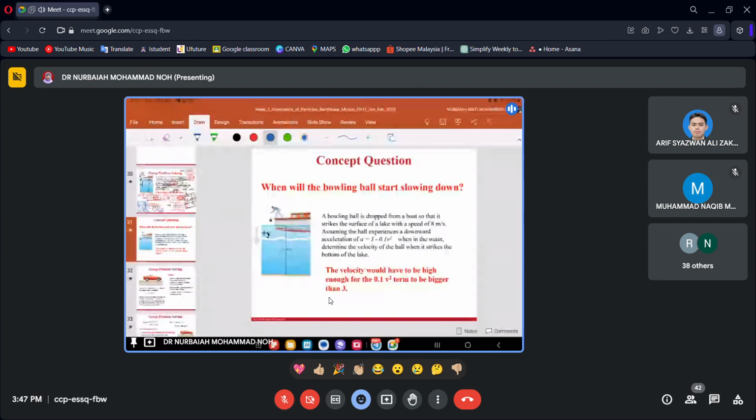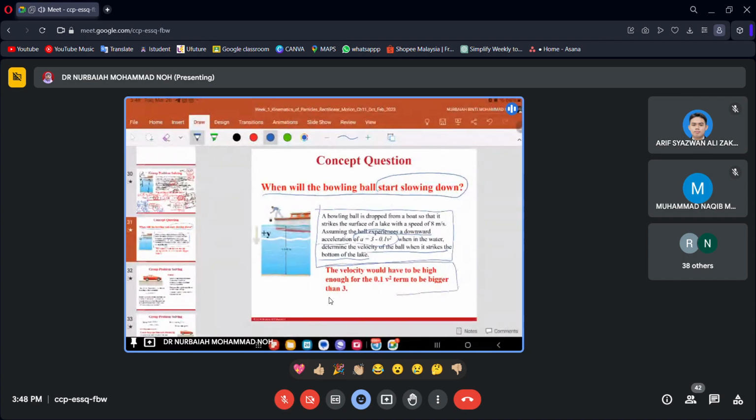Alright, so dia kata apa? Ni concept question. When will the bowling ball start slowing down? Okay, so dia kata apa? Ini statement yang tadi. A bowling ball is dropped from a boat so that is blah blah blah blah, assuming the boat experiences a downward accelerations of this. When in the water, determine the velocity when it strike the bottom of the lake. Okay. Tapi soalan dia kata apa? When will the bowling ball start slowing down?